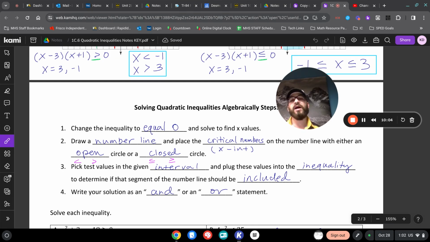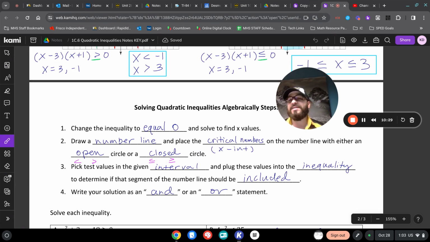We're just going to plot those x values on a number line because I already know that those x values are going to be where my quadratic function switches from above or below that value of 0. On that number line, we're going to do an open circle if it represents a less than or greater than sign, and a closed circle if it represents a less than or equal to or greater than or equal to. Same thing we're used to.